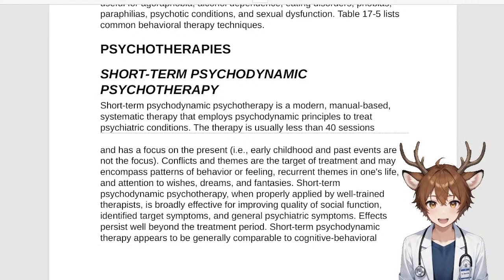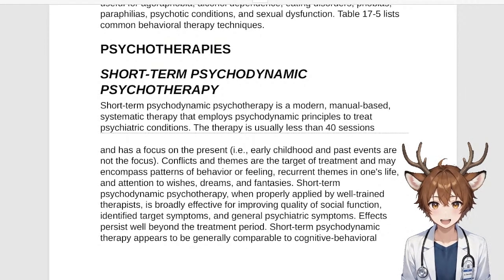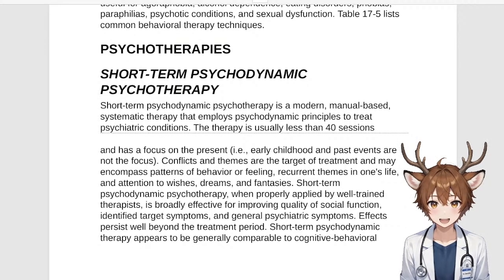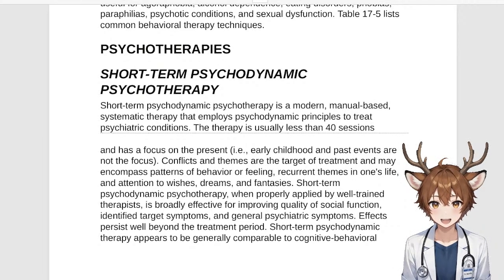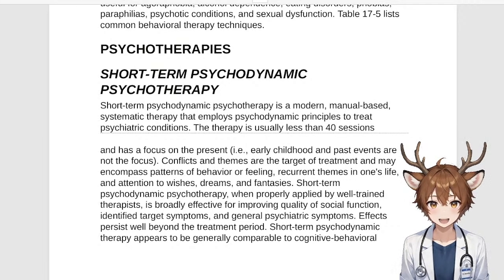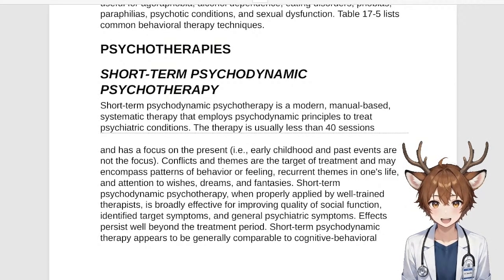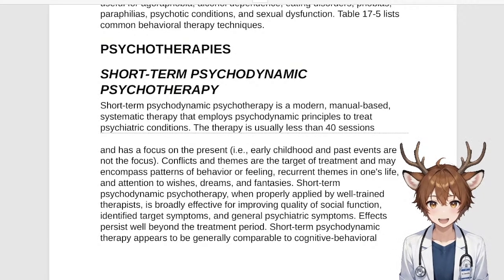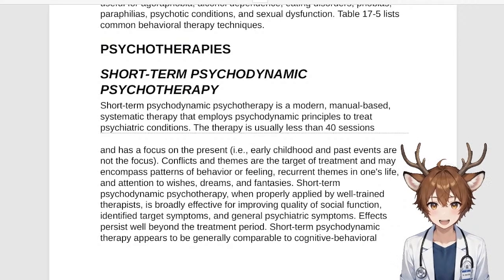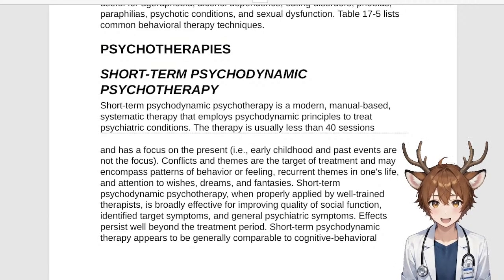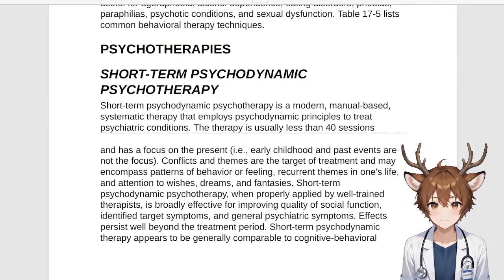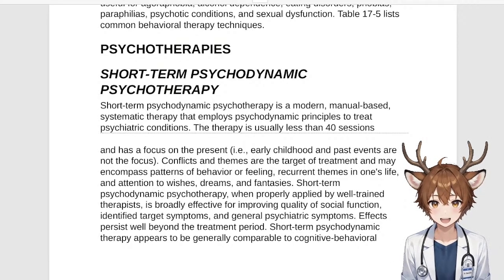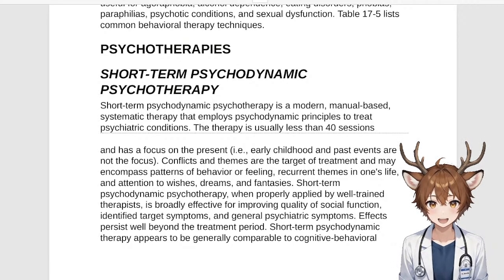Short-term psychodynamic psychotherapy. Short-term psychodynamic psychotherapy is a modern manual-based systematic therapy that employs psychodynamic principles to treat psychiatric conditions. The therapy is usually less than 40 sessions and has a focus on the present, that is to say, early childhood and past events are not the focus. Conflicts and themes are the target of treatment and may encompass patterns of behavior or feeling. Recurrent themes in one's life and attention to wishes, dreams, and fantasies.